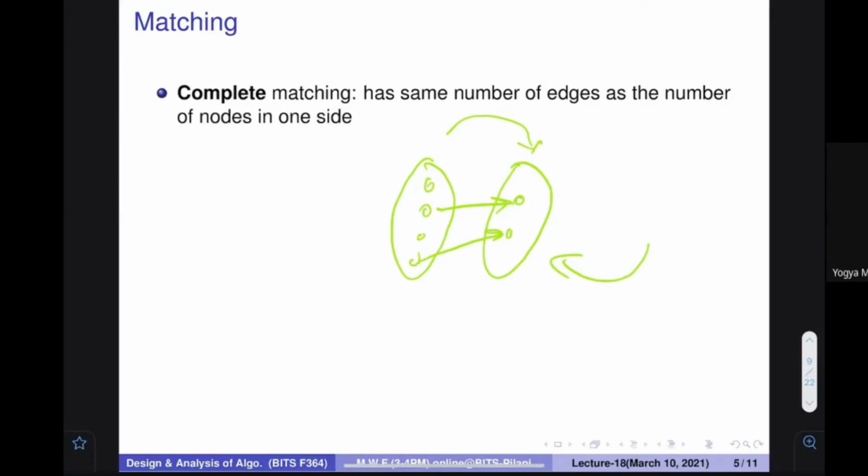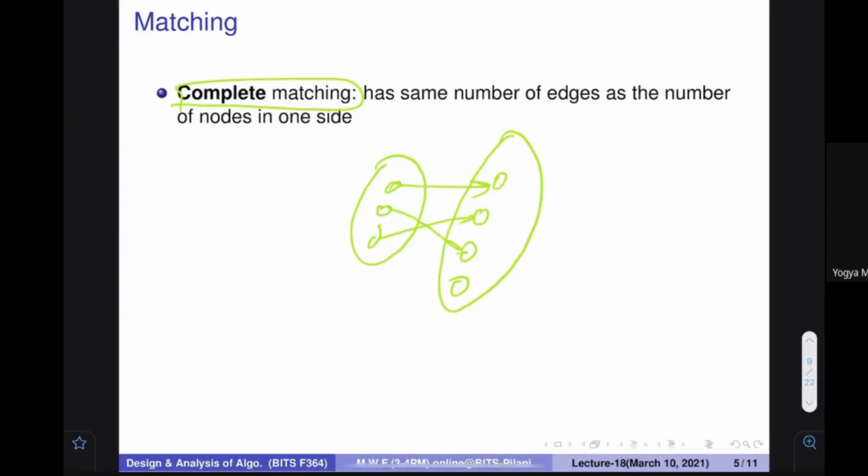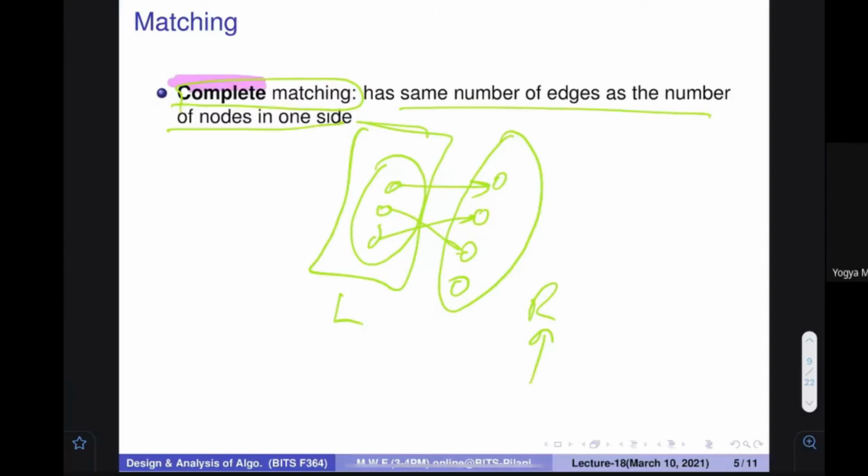Do you understand what a complete matching is? It may be possible that fewer things are there in L. It may also be possible that three things are here and four things are there. So what is the maximum you can do? They can be connected like this. This is the maximum that you can do. So if one side, either L or R, is completely occupied, with the same number of edges as the number of nodes on that side, then we say that this particular matching is a complete matching.